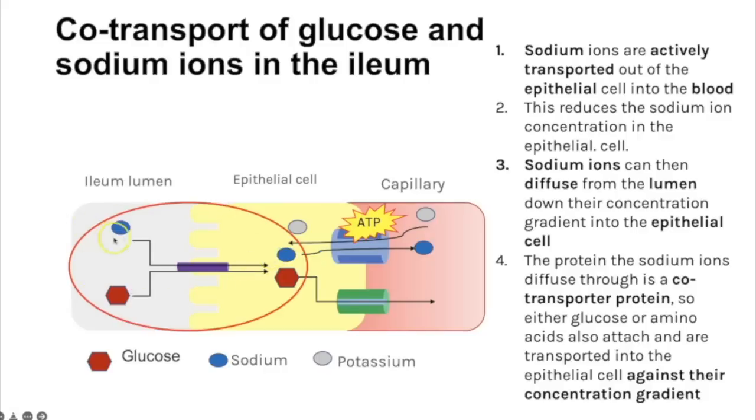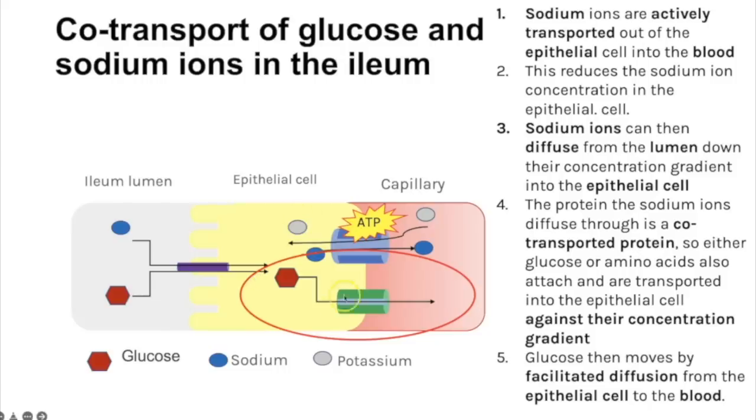The protein the sodium ions diffuse through, though, is a co-transporter protein. So either glucose or amino acids will also attach and are transported into the epithelial cell with the sodium ions, except the glucose is going in against its concentration gradient. The glucose, once in the epithelial cell, can then move by facilitated diffusion from the epithelial cell into the blood.